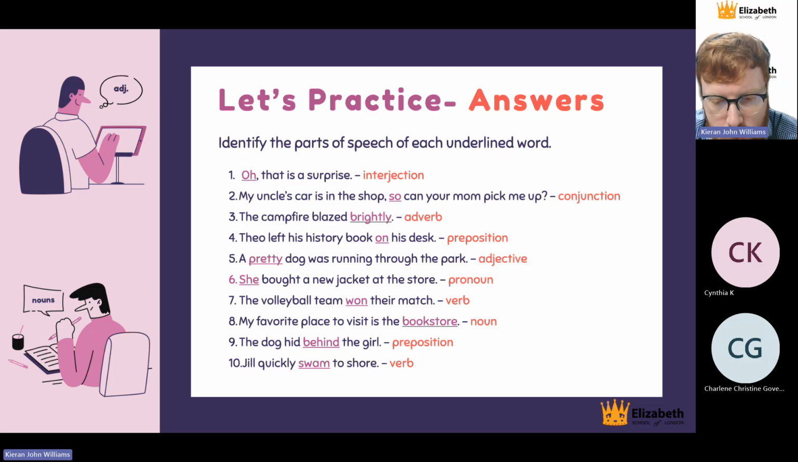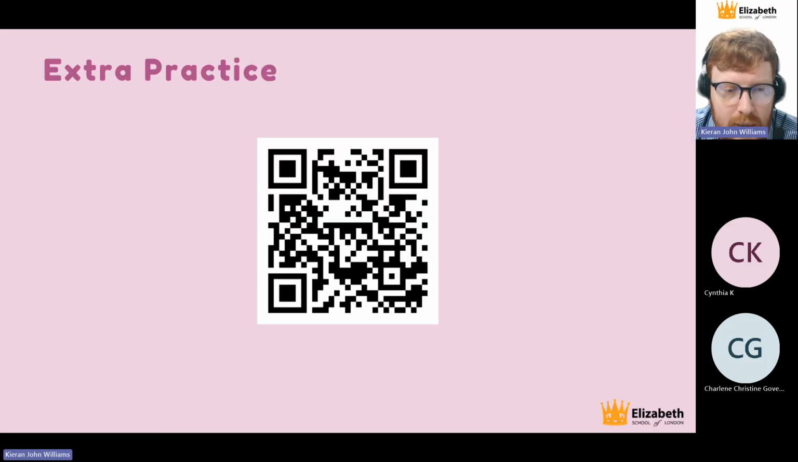So we've come to the end of this session now. But if you would like any extra practice with parts of speech, then I would recommend that you scan the QR code, which is on the screen now, and it will take you to a Google form where you can do a little bit of extra practice with parts of speech. That would be a good way for you to practice and to remember what these different parts of speech mean and what kind of function they have.